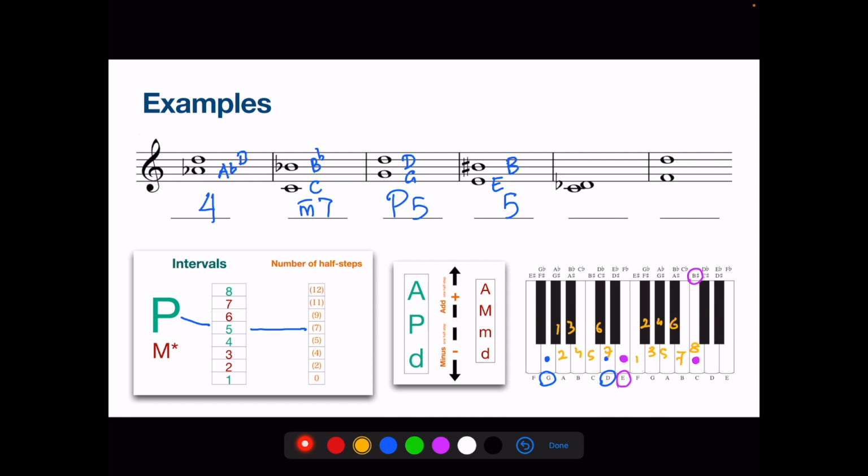Okay, we have one more half step than a perfect fifth, which makes it an augmented fifth. Okay, because we are adding one half step onto a perfect interval. So augmented fifth, this is a perfect fifth, augmented fifth.